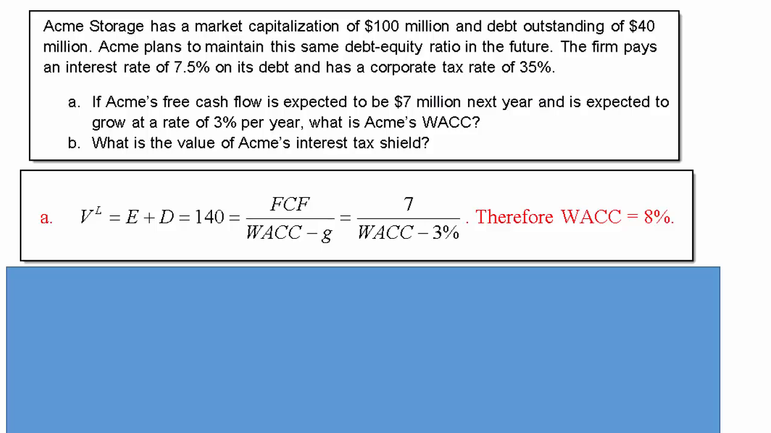And then we can solve for the weighted average cost of capital using the formula you see in front of you. Take the free cash flow and divide it by the weighted average cost of capital minus growth. So what we know is 140 is equal to 7 divided by weighted average cost of capital minus 3%. And then algebraically we can just solve for the weighted average cost of capital. And when you do that, you'll come up with 8%.